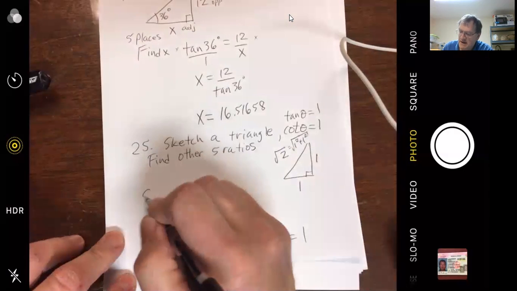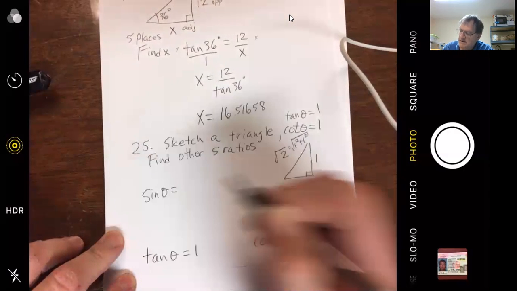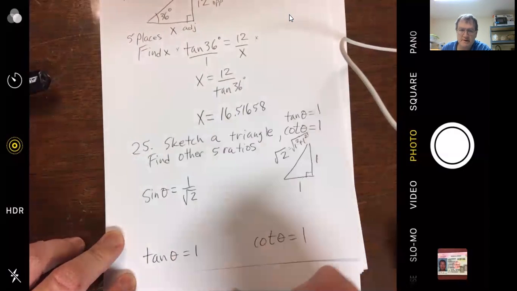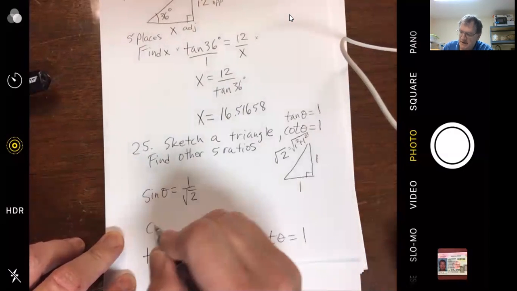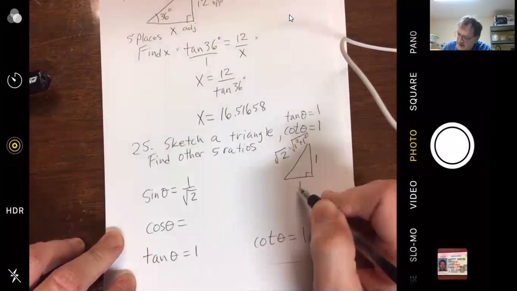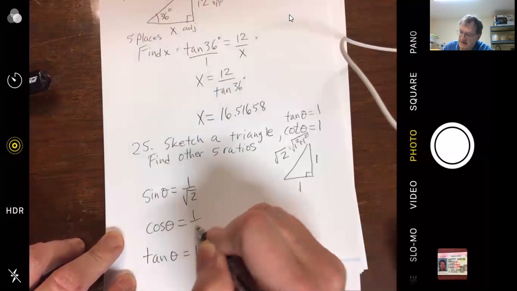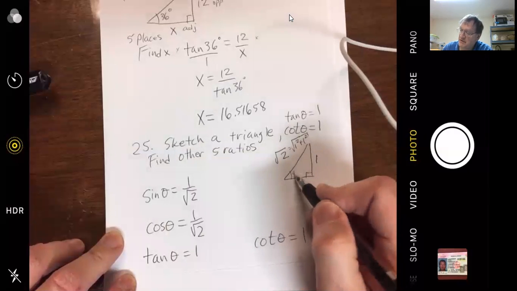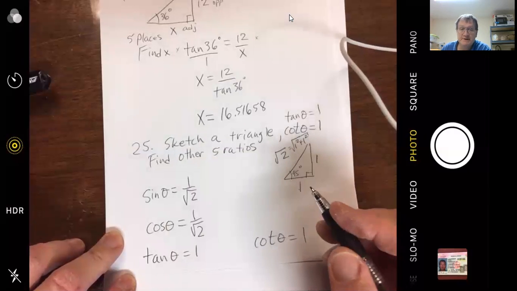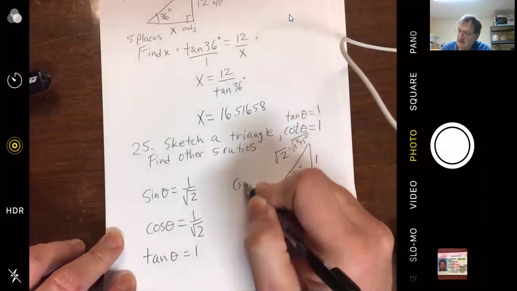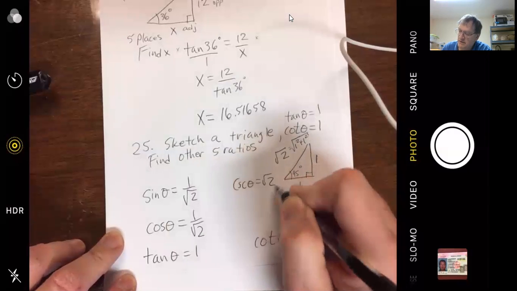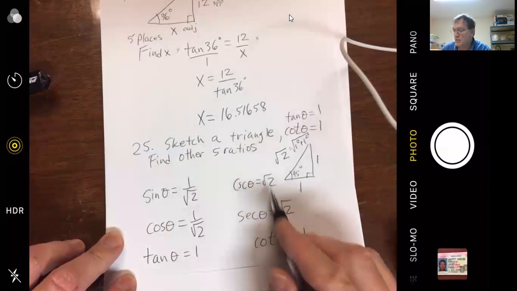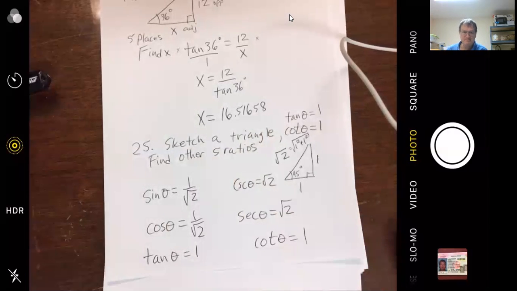Sine theta is going to be 1 over root 2. Cosine theta will be 1 over root 2. They're going to be the same thing because this actually is at 45 degrees. Remember, when your legs are equal, you're at 45 degrees. Cosecant will be root 2, and the secant will also be root 2 over 1. You don't have to write the over 1.